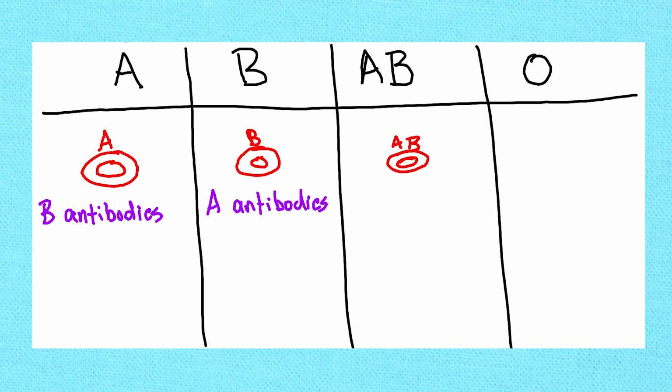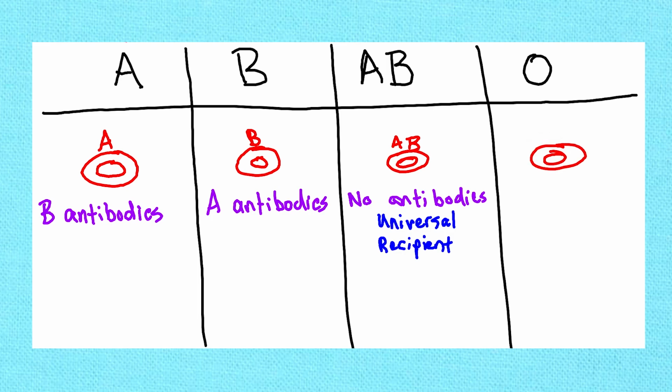Type AB blood has both, so it's got the A protein on it and it's got the B protein on it. Because of this, it can't have any antibodies at all. If it had A or B antibodies, it would kill off its own blood. One cool thing about AB is since you don't have any antibodies, you can actually receive any blood types. So you're what we call a universal recipient.